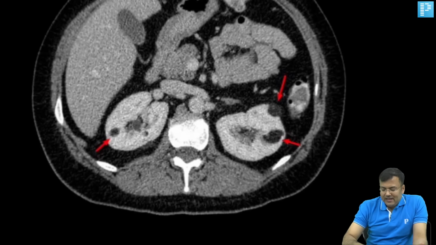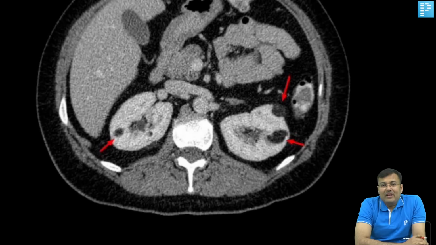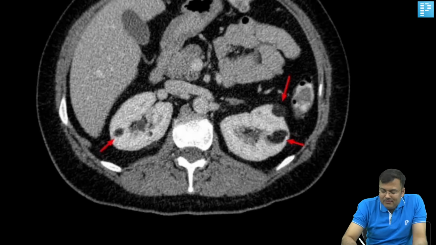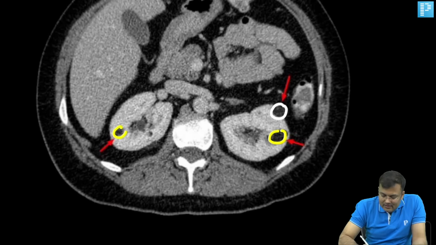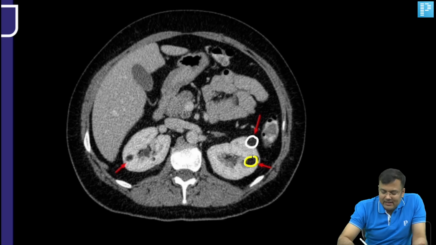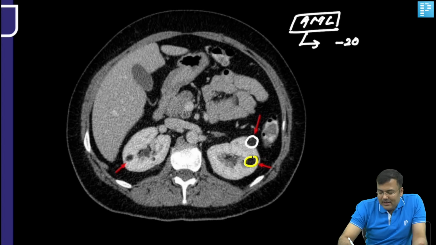Next, this was asked multiple times in exam. In the kidney, can you see relatively black lesions? Yes, relatively black. It means what? It contains fat. Can you see these lesions? See the appearance: it is smooth and rounded. So this is actually what? Angiomyolipoma. What's the diagnosis, guys? This is angiomyolipoma. It contains fat, which has minus 20 Hounsfield units on CT. That is why it appears relatively black.